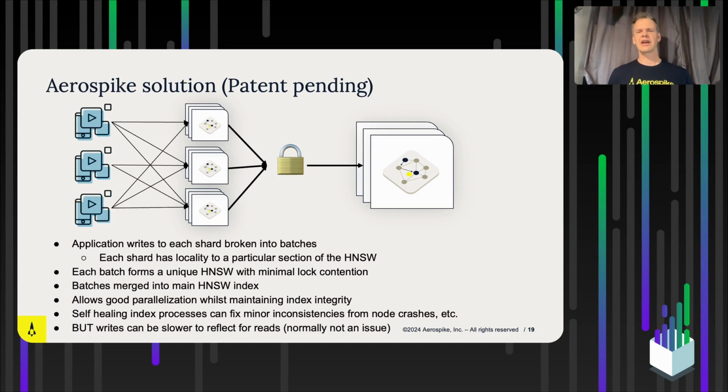Once I've accepted those 1,000 writes, for example, what I'm then going to do is lock the main HNSW and then merge my local HNSW of 1,000 writes into the main HNSW. Because they're already structured in a local HNSW, the merge of those 1,000 writes is far quicker than if I tried to do them one at a time. So this really gives the best of both worlds. It merges the results locally into a local HNSW, allowing parallelization, but then it maintains the integrity of the main index by locking the main HNSW. This is something that we actually have a patent pending on, and it's a very effective solution.